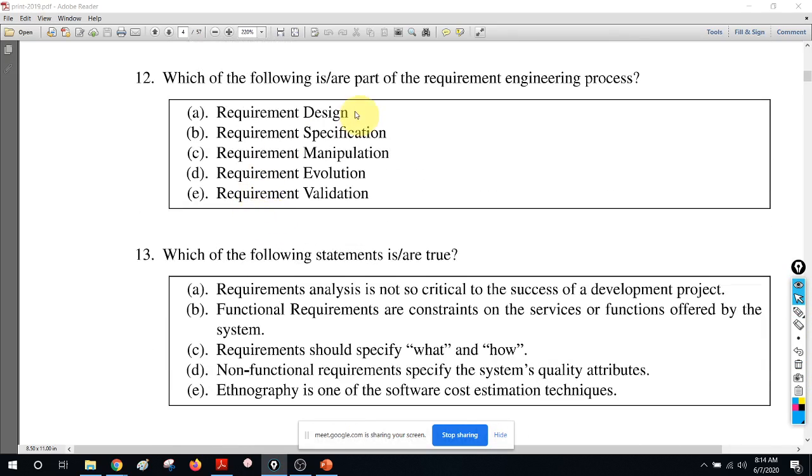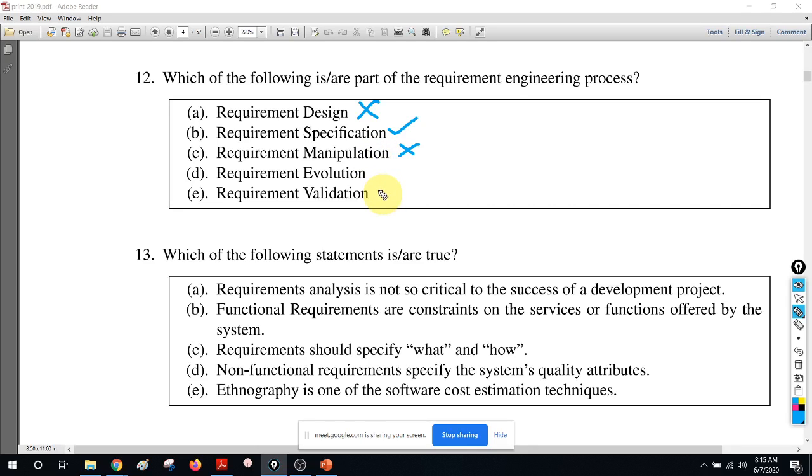Okay, 12. Which of the following is a part of the requirement engineering process? Requirement engineering means requirement analysis, modeling and those things. So there is nothing called requirement design, right? Requirement is one thing, design is another thing, so this can't be. Requirement specification, yes. Basically what we want to do is specify the requirements. There is nothing called requirement manipulation. Manipulation means you are doing some underhand things, right?